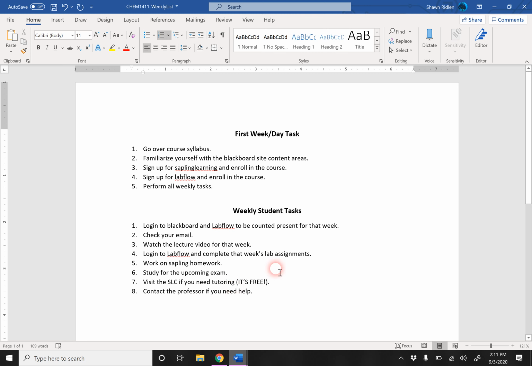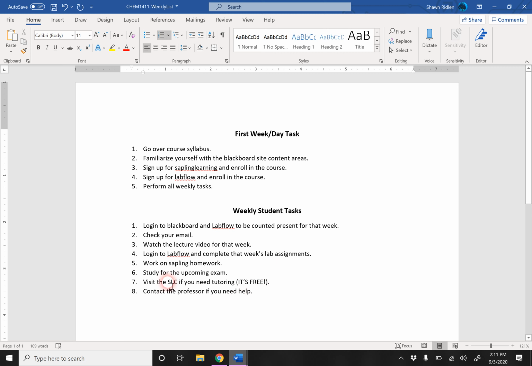Work on your Sapling homework. Don't let those pile up until the day it's due, because they are pretty long. They should help you with the exam rather than just being some task that you have to do. That's the idea there, for you to practice what you're learning.